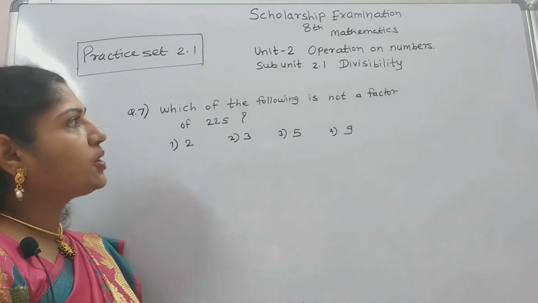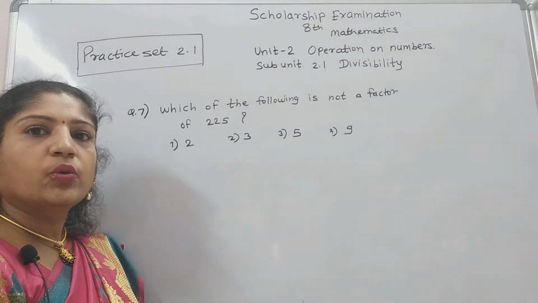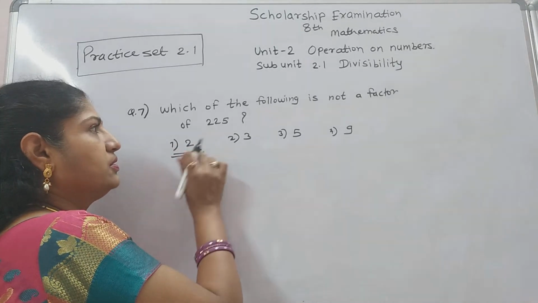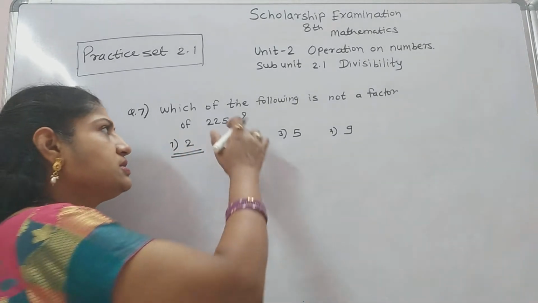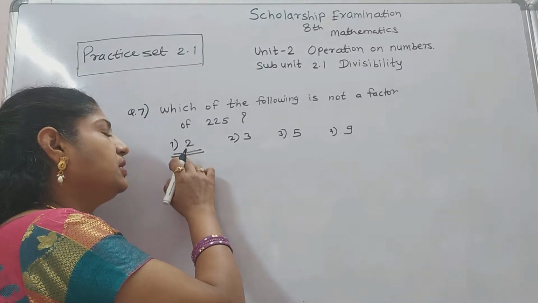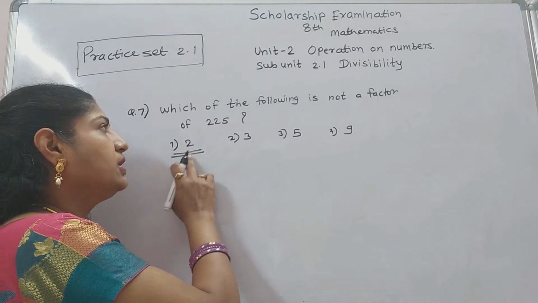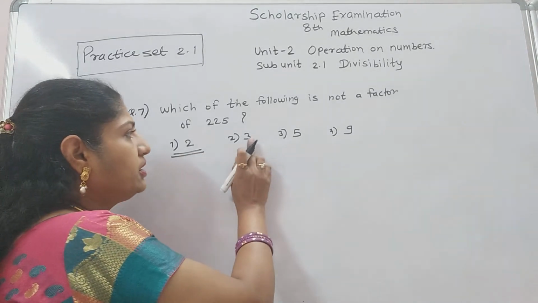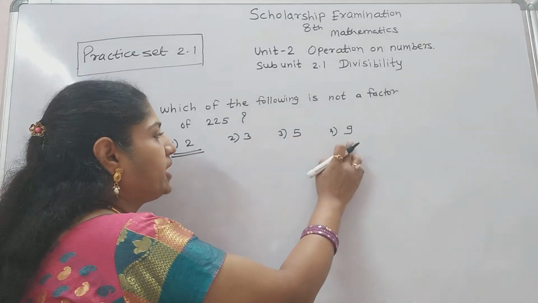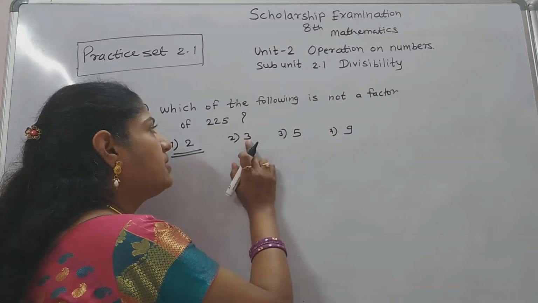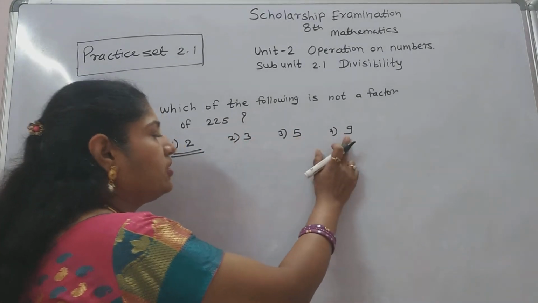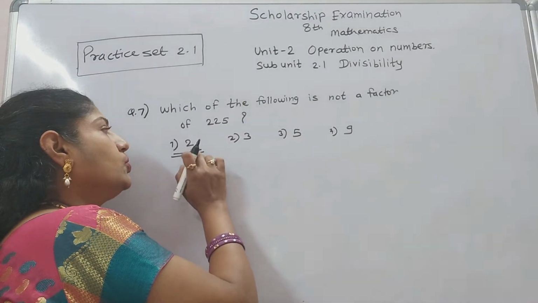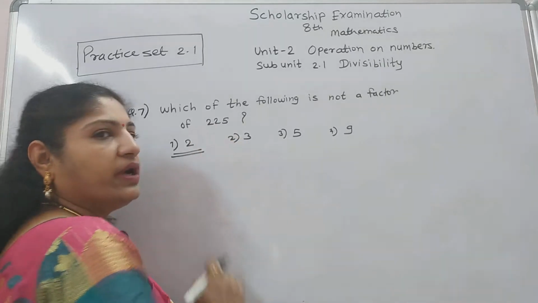Next question. Which of the following is not a factor of 225? First one is 2. This number is not a factor. This is an odd number, not divisible by 2. That is not an even number. So our answer is option number 1. Check the divisibility test for 3, 5 and 9. This number is divisible by 3, 5 and 9, but it is not divisible by 2. So 2 is not a factor of 225.